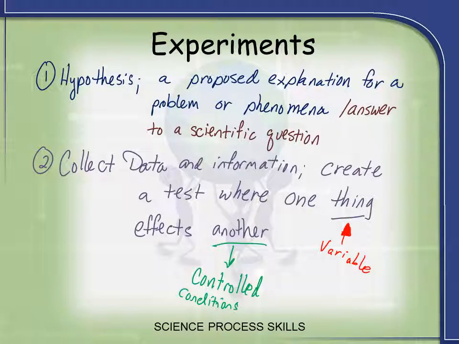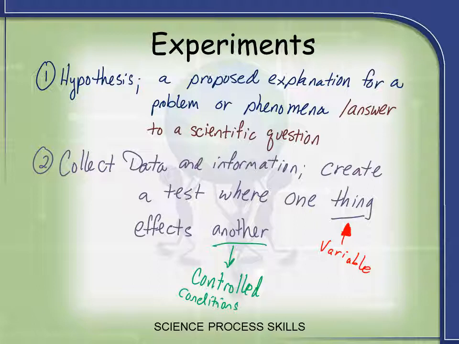So here's some basics of an experiment. First is the hypothesis. That's our proposed explanation for a problem. Okay, so in a scientific experiment, the scientists would want to answer their question they've posed, and that's the hypothesis.